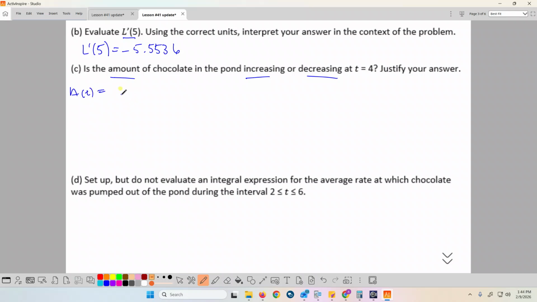So the amount function, also known as A of t, in this case would be equal to the original amount of chocolate, that's 1,000, all right? And that's plus the rate in. Well, remember that chocolate is being pumped. Let's draw this out for a second.